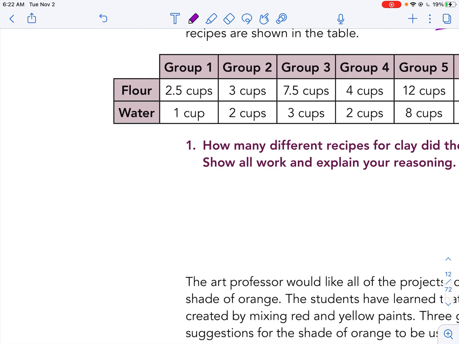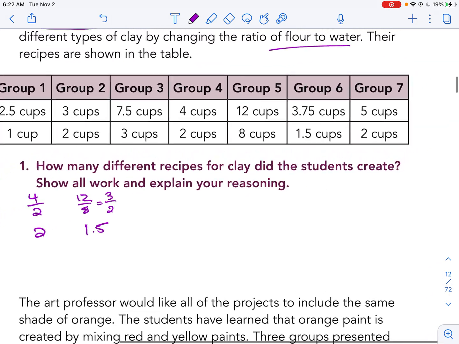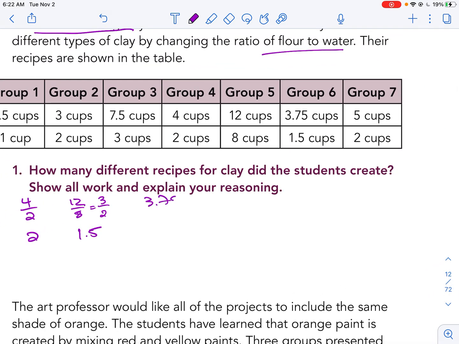Okay, so if I have flour to water, 2.5 divided by 1, well, we know that's 2.5. Let's see, 3 over 2, that's the same thing as 1.5. 7.5 divided by 3 would get me 2.5. 4 divided by 2 would get me 2. 12 divided by 8, I can't do that one off the top of my head, but I can say, okay, 4 goes into that 3 times, 4 goes into that 2. Oh, that comes out to 1.5.